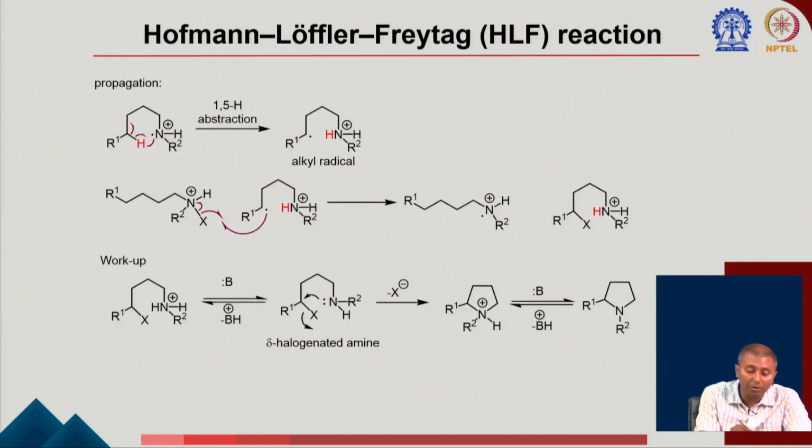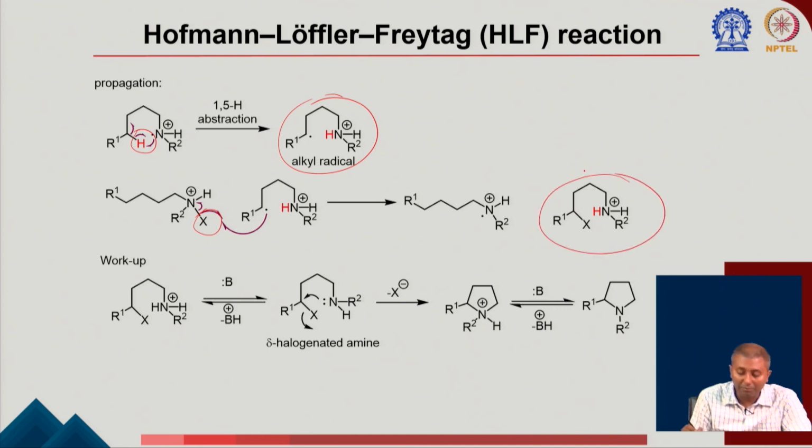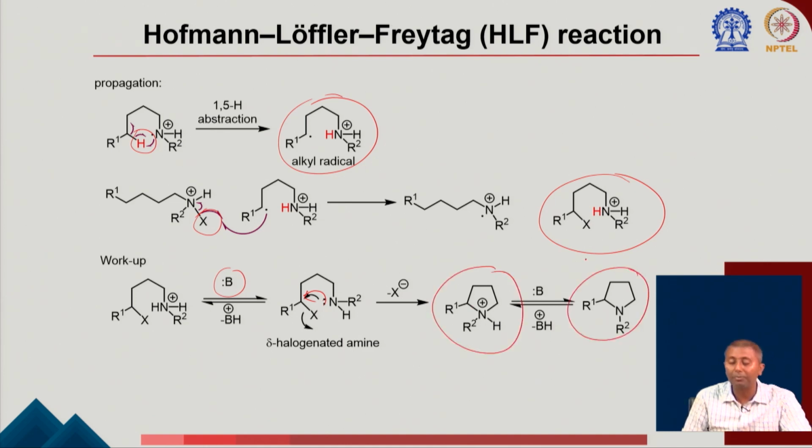From there it is going to go for a 1,5 hydrogen abstraction, and then it is going to form this alkyl radical, and then this alkyl radical can take this X from here to form this species. Finally there will be proton abstraction from this nitrogen using a base to generate this nitrogen, which has a lone pair which can attack here by SN2. So now you can end up forming a pyrrolidine. Starting from a linear compound, you end up making a cyclic product.